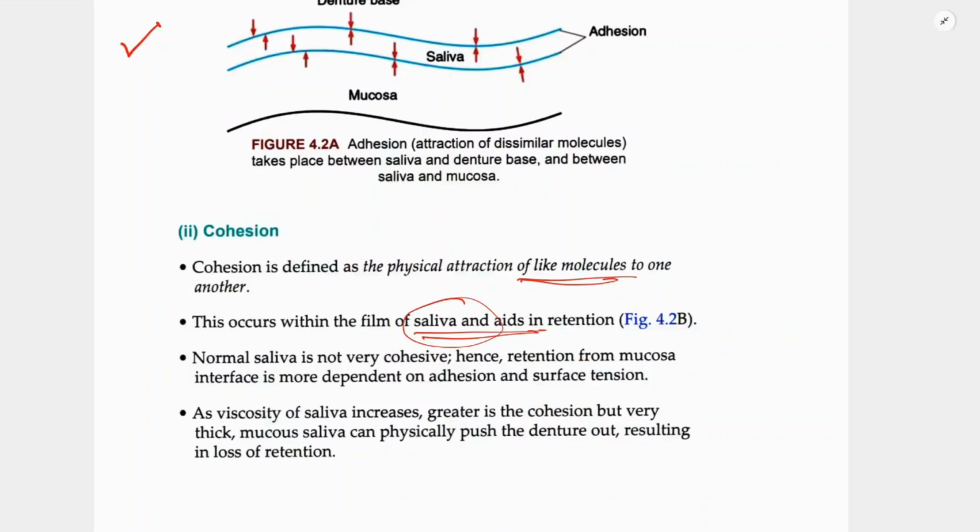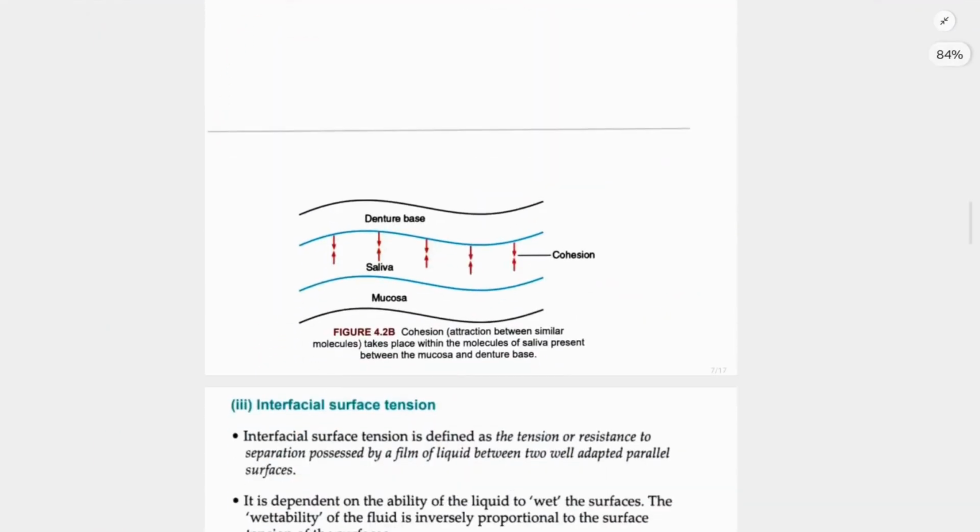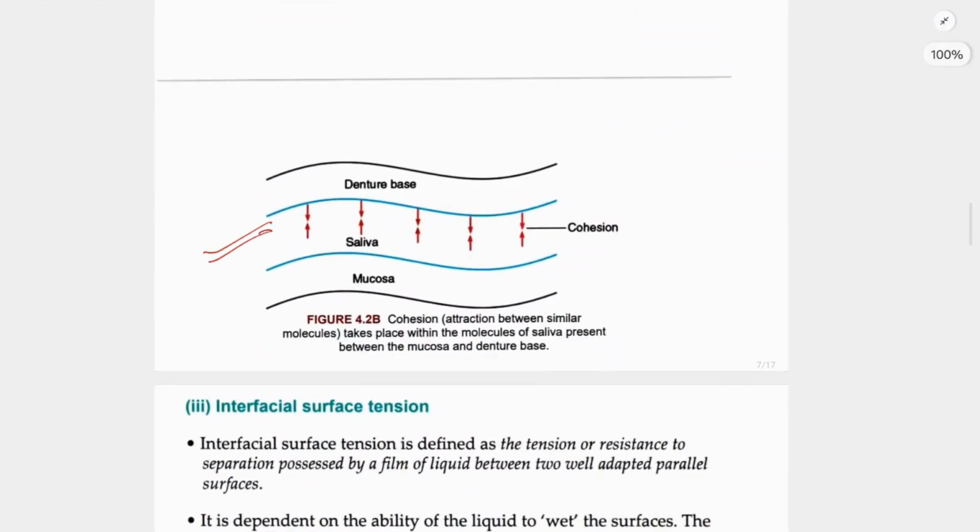Normal saliva is not very cohesive, hence retention from mucosa interface is more dependent on adhesion and surface tension. As viscosity of saliva increases, this point is important, greater is the cohesion, but very thick mucous saliva can physically push the denture out, resulting in loss of retention. So as you have noticed, the points in adhesion and cohesion are very similar. You just have to mention the definition of both adhesion and cohesion, and write about saliva. You can also draw the diagram of cohesion, which will help you.